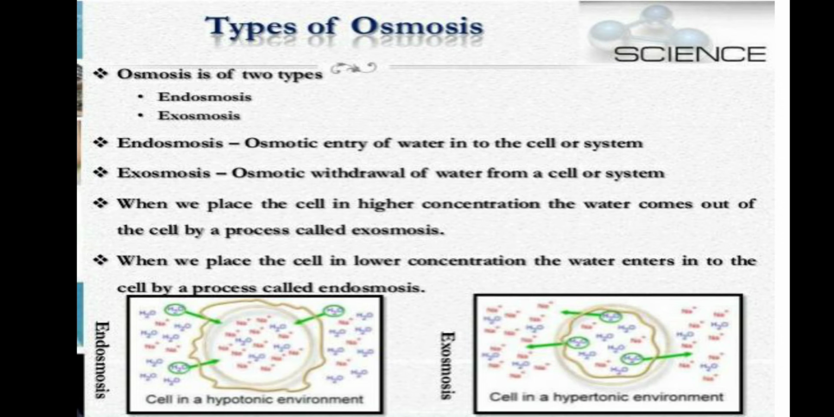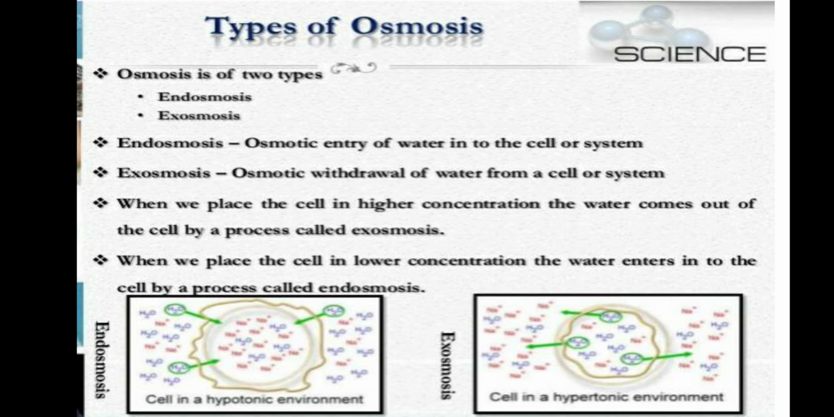Okay, there are many examples of endoosmosis and exoosmosis. Endoosmosis, when we soak raisins, almonds in water, they swell up, they become turgid because water is entering into them. Okay, when we submerge our fingers for some time in water, our fingers get wrinkles because water enters into our skin and it becomes bulged. Okay, so these wrinkles are because of endoosmosis.